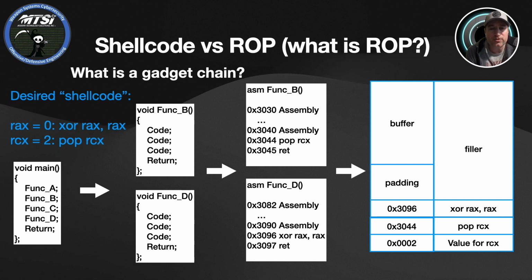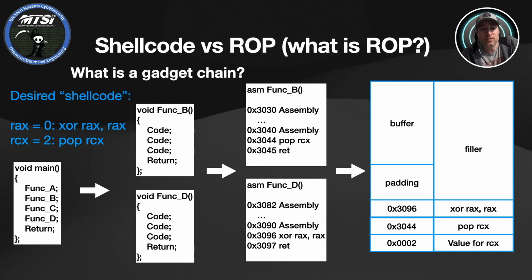And what that ret call does is it goes back to the stack and finds the next value. And what does it find there? The value 3044, which it jumps to. And that jumps into the middle of function B, and now it's popping RCX. So when it pops RCX, it goes and looks on the stack. And what does it find? It finds the value 2. And it puts that into RCX. And then it calls ret.